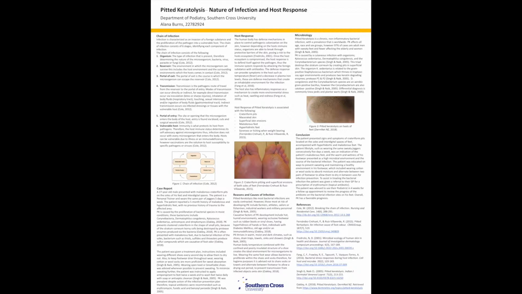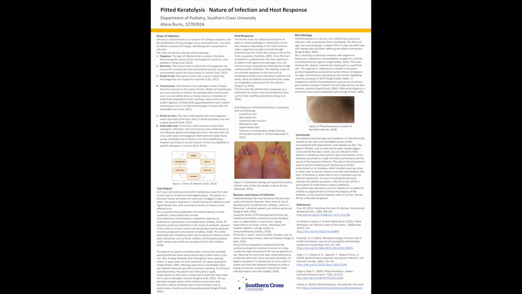Thus, infection does not occur with every microorganism that enters the body. Hosts can be vulnerable due to illness or an immunodeficiency. However, vaccinations are the solution to host susceptibility to specific pathogens or viruses. Now to present my case report.